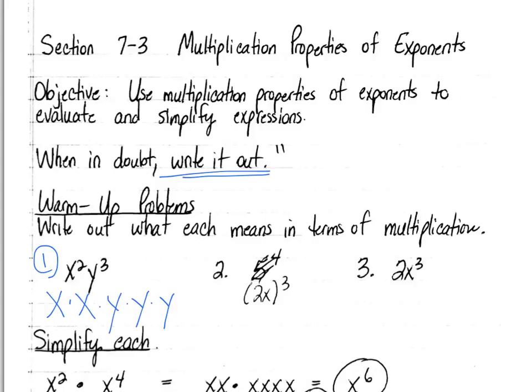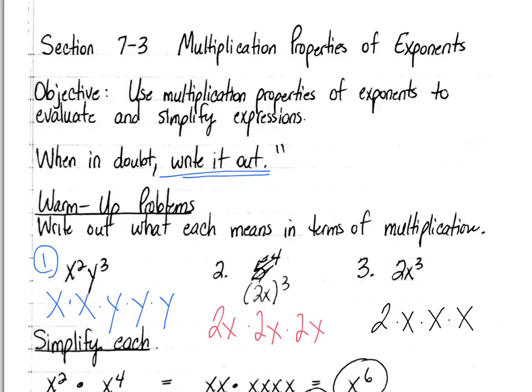Let's try the next one. Number 2. This says 2x to the third power in parentheses. Whatever is in parentheses, it's asking me to multiply it by itself 3 times. So that's how you would write that one. Number 3, notice the difference between number 2 and number 3. Number 2 had parentheses, number 3 does not. Without the parentheses, this simply says, hey, take 2 and multiply it by 3 x's.